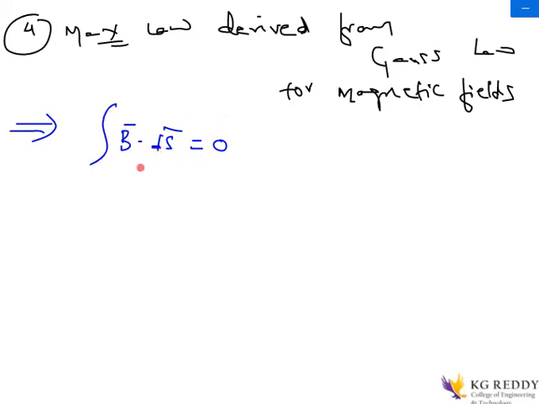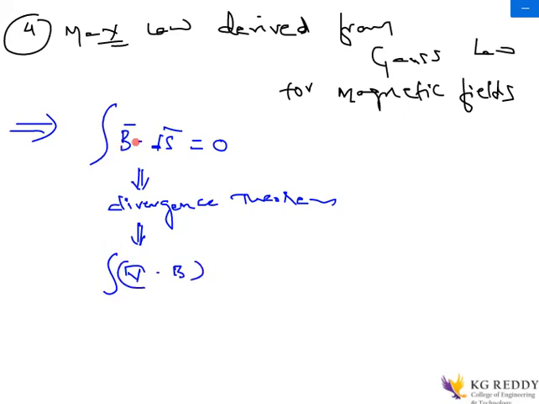Using the divergence theorem, again and again I'm repeating, every time try to use the divergence theorem whenever you're using the Gauss law for applications, in order to convert this surface integral to a volume integral. So how do you get this equation? B dot dS can be given as the integral of divergence of B dv. You need to remember this. Even when I have converted to the volume integral by using the divergence theorem, this should be equal to 0.